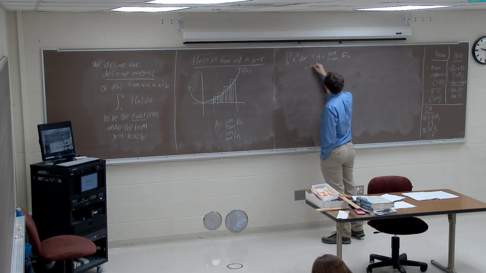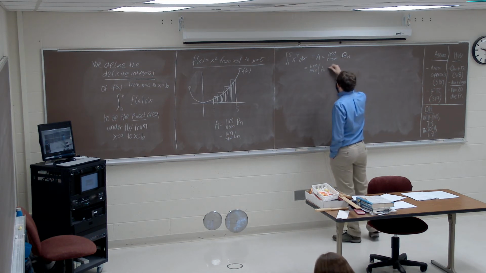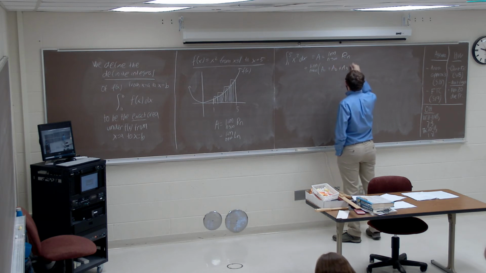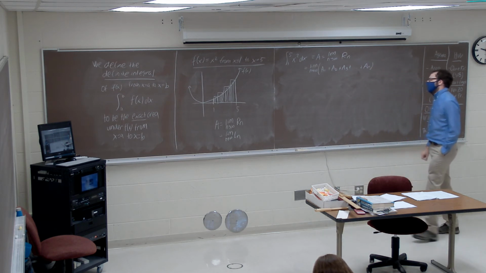Meaning we're going to need the limit as n goes to infinity of the area of our first rectangle, a1, plus a2, plus a3, all the way up to a sub n.